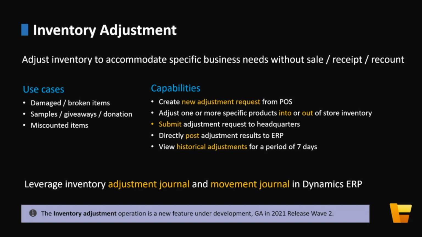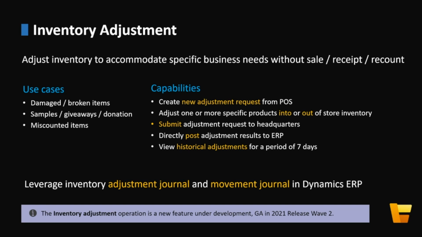Now, using our inventory adjustment operation, you can create a new adjustment request from point of sale to adjust one or more specific products into or out of your store warehouse. And you can then submit the request to headquarters, or with certain worker permission enabled, you can even directly post the adjustment result back to the ERP system. And same as the inbound and outbound operations, in this adjustment operation, we also give you a view to see the historical adjustments in the past 7 days.